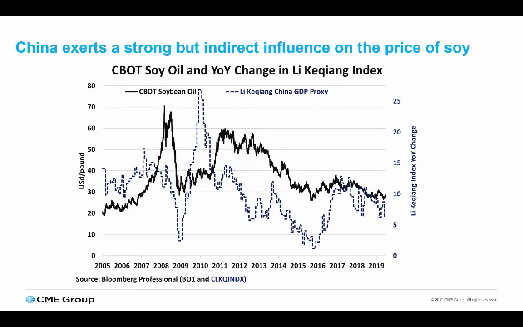So for example, if you look at soy oil versus this alternative measure of GDP, the Li Ka-chun index, you see that the price of soy oil often moves in the same direction as this alternative measure of GDP, but it moves about 1 year later after China's growth rate has changed, which is really strange. Why would that be the case? We'll see that in a second.